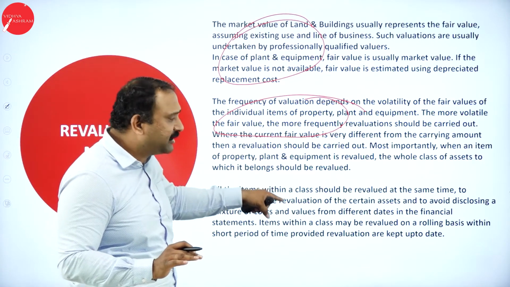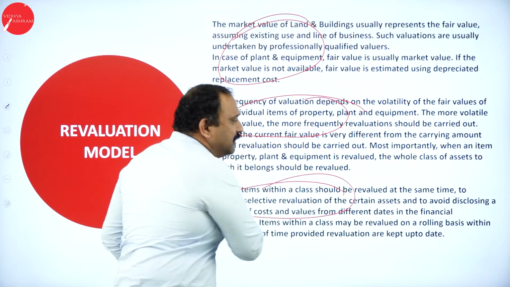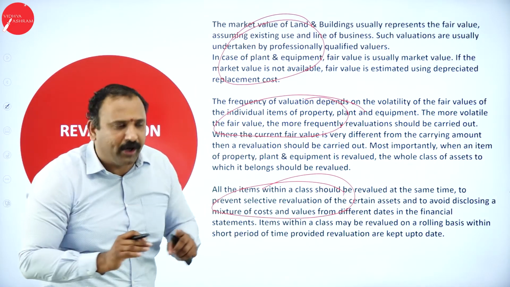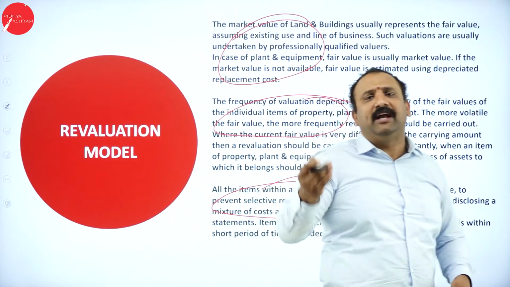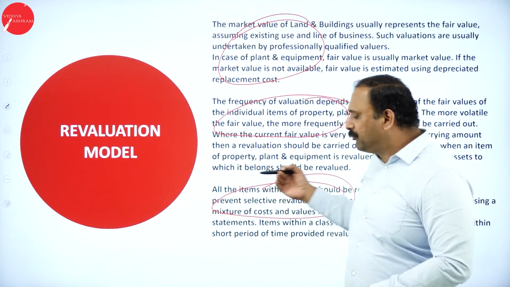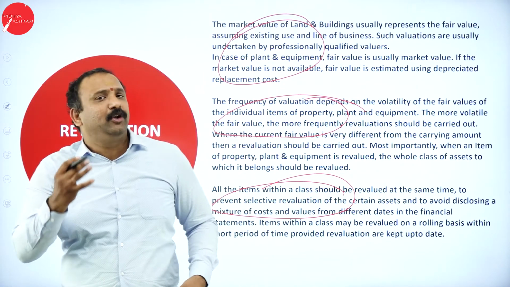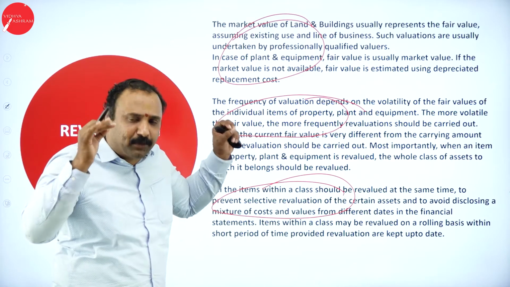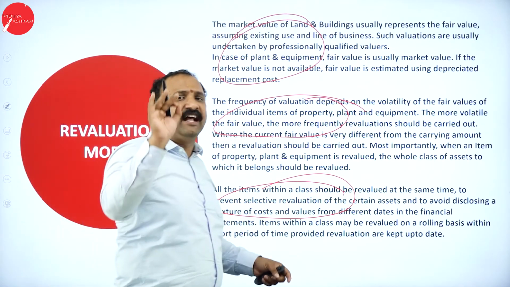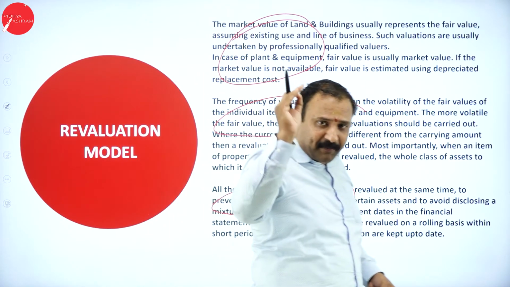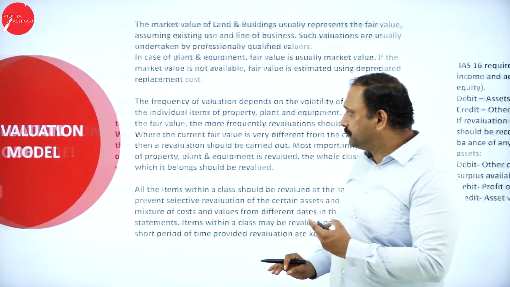All the items within a class will be revalued at the same time, and selective revaluation of certain assets is to be avoided, so that we cannot keep on rolling the cost from one end to the other every year. We don't have to follow that methodology. What we are trying to do is bring in a systematic procedure so that at any given point of time the revaluation is done by the easiest method. We are able to get the fair value and record it in the books of accounts.